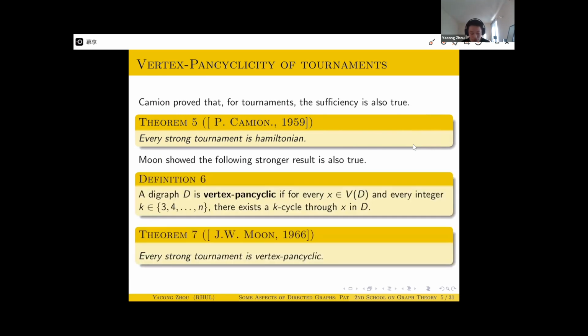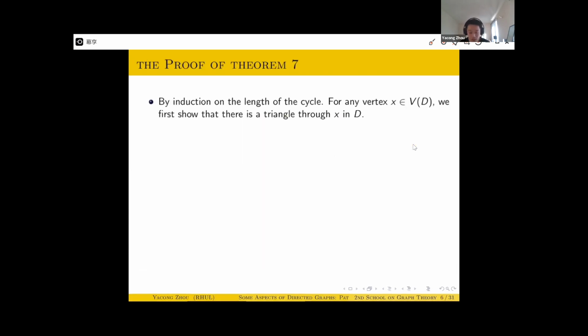While Moon generalized this result by proving that every strong tournament is vertex pancyclic. A digraph is said to be vertex pancyclic if for every vertex X in D and for all integers K from 3, 4 up to N, there exists a K-cycle through X in D. So in particular, there exists an N-cycle through X in D, which is a Hamiltonian cycle. So now I'll give the proof of Theorem 7.